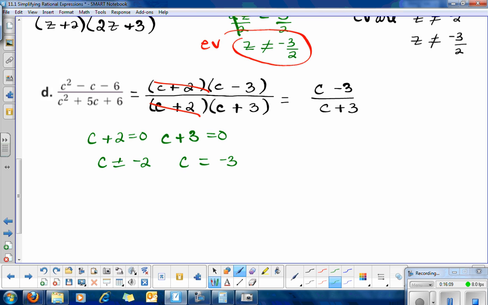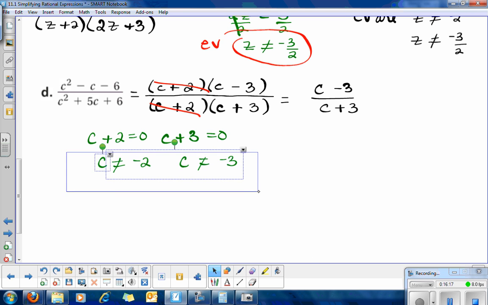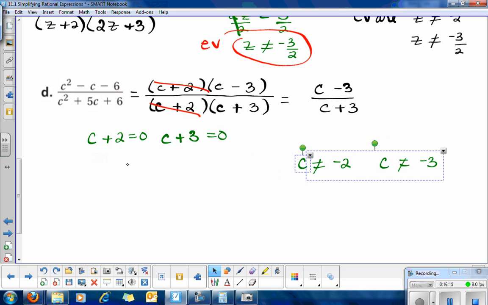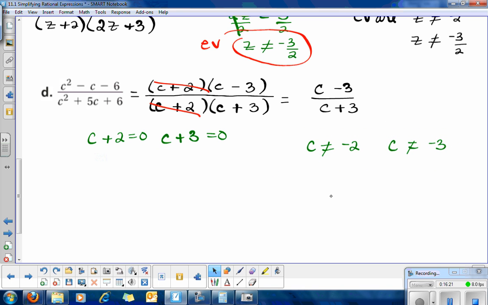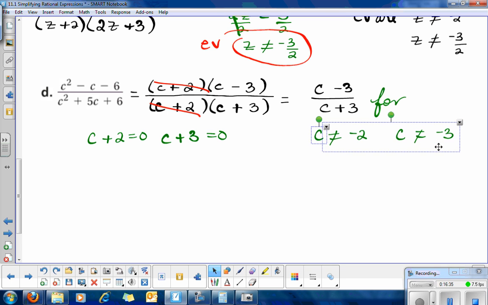So here, those are the excluded values. Okay? So you can go ahead and rewrite those right there. You can write, this is my final answer for c is not equal to negative 2, and c is not equal to negative 3. And that's it.